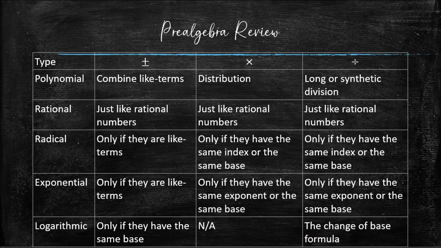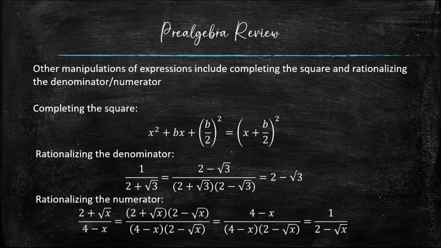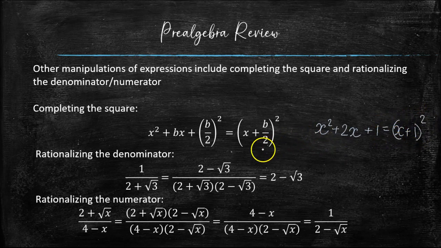Now, there are a couple of other tasks that you should be able to perform with variable expressions. And I'm talking about things like completing the square. What is completing the square? Completing the square is you taking an expression of this form and then turning it into an equivalent expression that looks slightly different. So for example, in this case, I can complete the square by adding 1, and then this expression becomes x plus 1 squared.